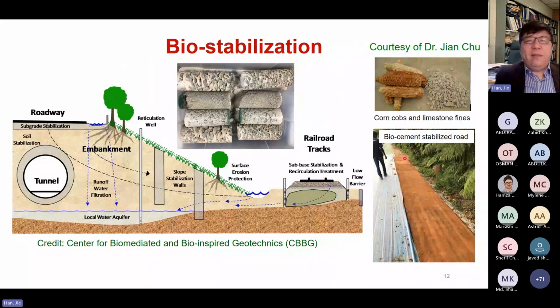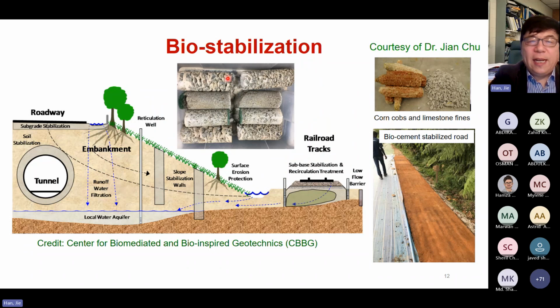So as you may have heard about biostabilization, actually in the US there's a center for bio-mediated and bio-inspired geotechnics. They have been working for several years now, trying to develop the biotechnology. There are different ways to do it, and one way is basically to create some kind of bacteria that generates cementation. They bond the soil together, like basically a concrete.